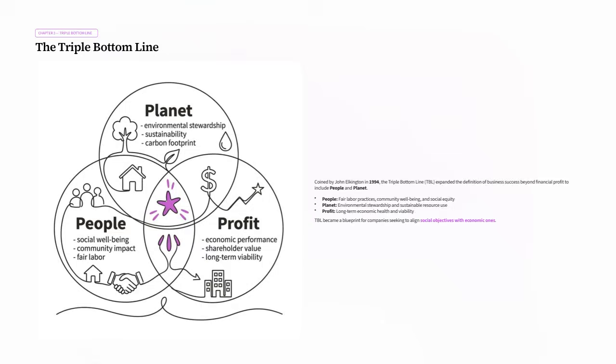The triple bottom line, coined by John Elkington in 1994, broadened the way we define business success. Instead of measuring performance through profit alone, it adds 2 equally important dimensions: people and planet. People means fair labor practices, community well-being, and social equity. Planet focuses on environmental stewardship and responsible resource use. Profit remains essential, but as long-term economic health and viability. Together, these 3 dimensions give companies a practical blueprint for aligning social objectives with sustainable economic performance.